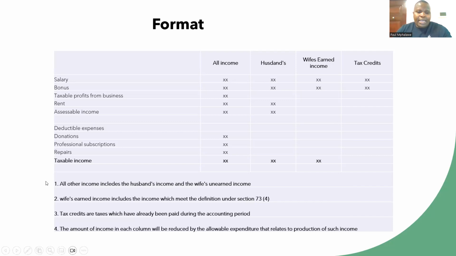So what are we saying here? All other income here, you should read, includes the husband's income and the wife's income. That's a typo. And secondly, we're saying wife's earned income includes the income which meets the definition of section 73 subsection 4. And the tax credits are taxes which have already been paid during the accounting period. And the amount of income in each column would be reduced by allowable expenditure that relates to production of such an income. The husband and the wife might be working in different companies, and they have already been paid, so the tax that is already paid is taken as tax credits. So if you combine the earnings of the two and calculate the tax, you need to reduce it with the tax that has already been paid. Okay, PAYE is part of the taxes that have already been paid.